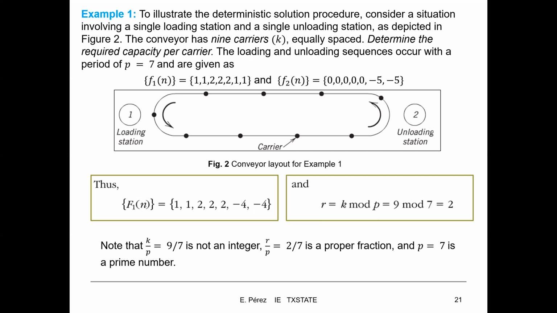And R is going to be equal to K mod P. So K is 9, which are 9 carriers, and mod 7, which is the period. So 9 mod 7 is equal to 2. Note that K over P, 9 over 7, is not an integer. R over P is equal to 2 over 7, which is a proper fraction, and P equals 7 is a prime number.